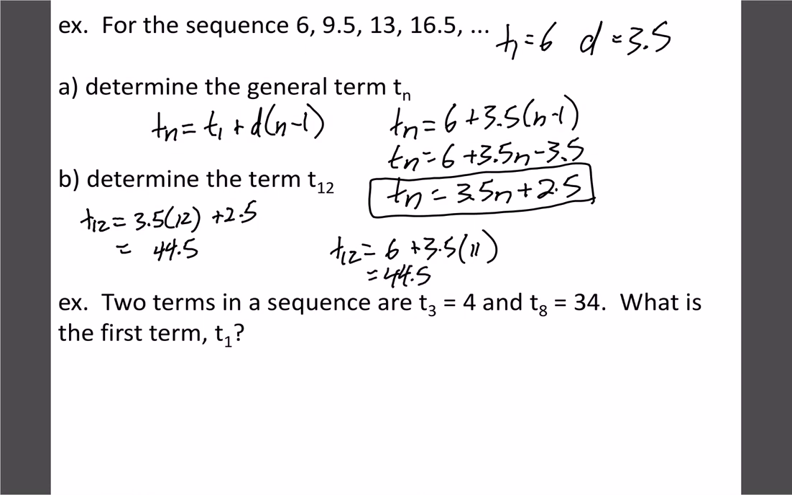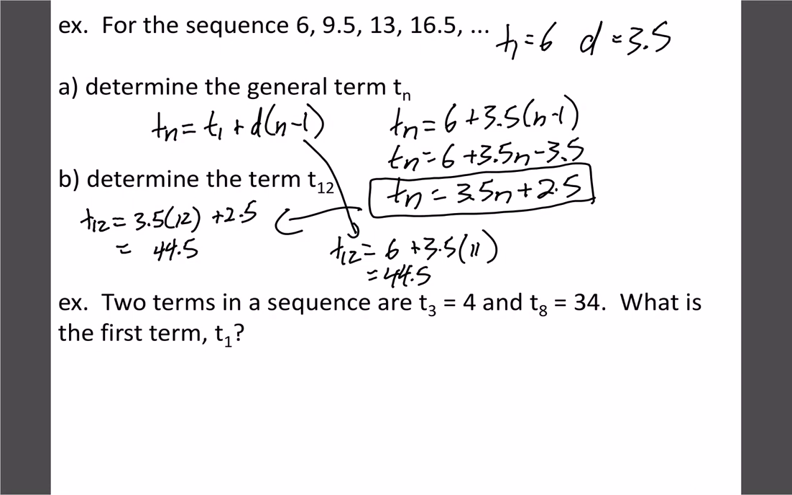Okay, so when they say general term, they're just looking for an equation that's a little bit simpler, and that'll get you any missing term, or we could go right from the original and you'll still get the same answer. It really makes no difference. Okay, here's a different example now. It says two terms in a sequence are 4 and 8. And it's asking what's the first term.